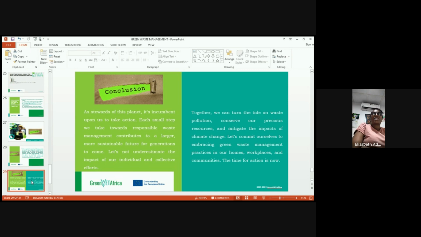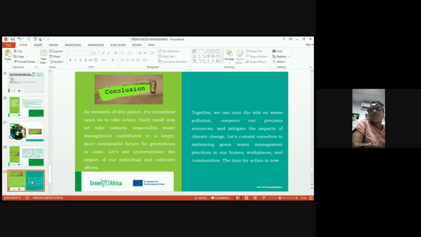Together, we can turn the tide on waste pollution, conserve our precious resources, and also mitigate the impact of climate change if we all make conscious efforts to do the right thing. So it is important to commit ourselves to embracing green waste management practices in our homes, workplace, and community. The time to do so is now.